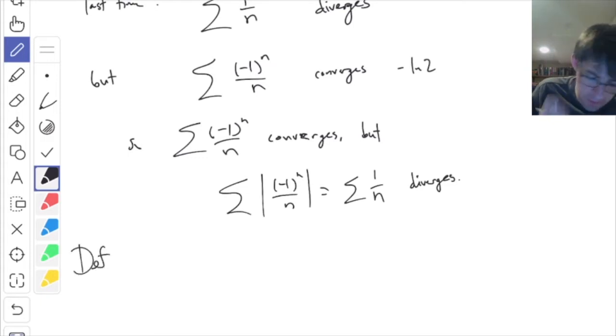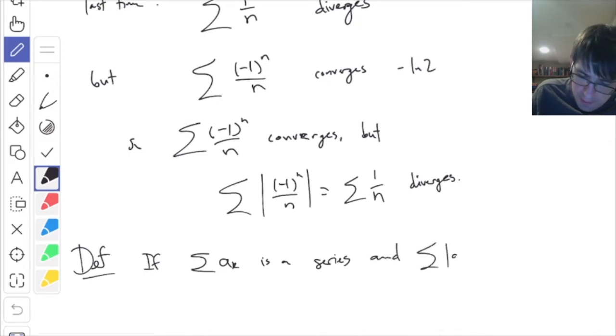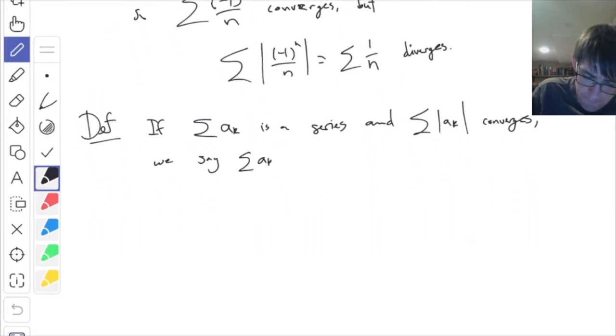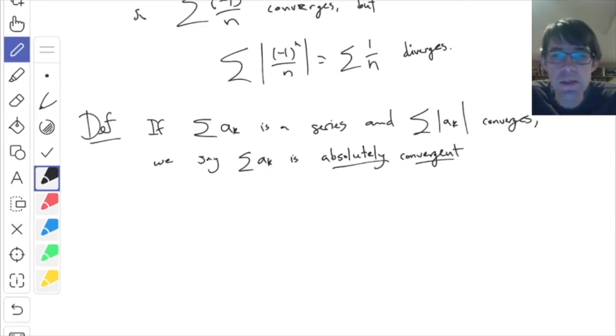So here's an easy definition. If this is a series and the sum of the absolute value converges, we say that the series AK is absolutely convergent. It means that not only the series converges, but even when you take the absolute values, it still converges. All right, which is like stronger than just saying that it converges, because when you take the absolute values, in theory, everything gets bigger, which means it might not converge anymore.